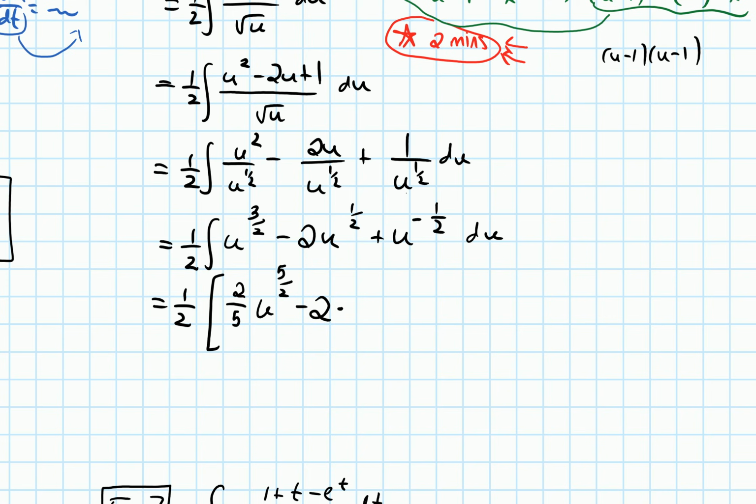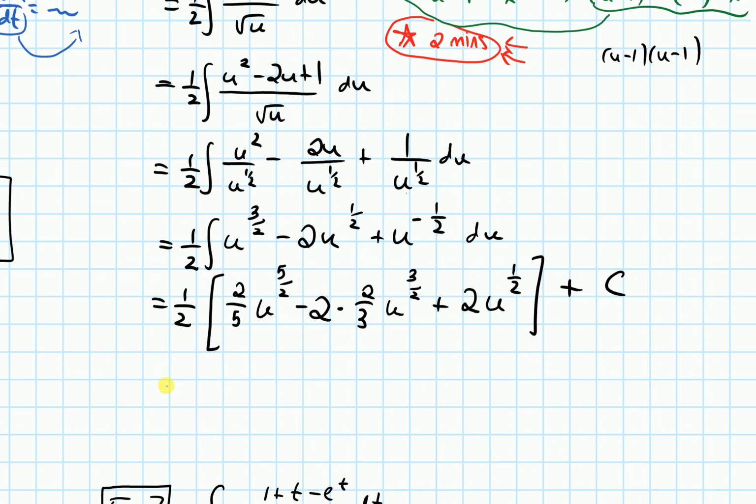And then from reverse power rule, I'm going to get u to the 3/2 when I add 1 to the power. Divide by 3/2, but that's the same thing as multiplying by 2/3, the reciprocal. With the next term, I would get u to the 1/2 when I add 1 to the power. Divide by 1/2, which is the same thing as multiplying by 2, the reciprocal. And then I have to put a plus c, because this is a general antiderivative. That's what the indefinite integral means.